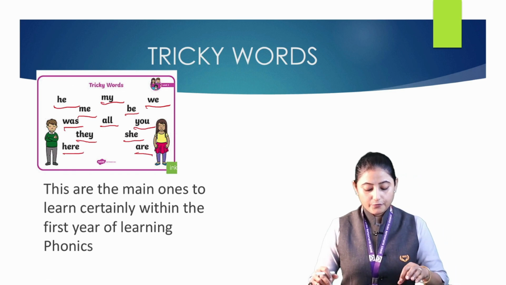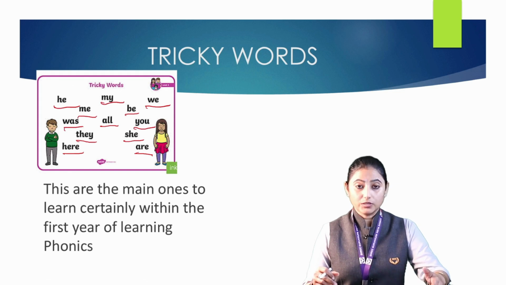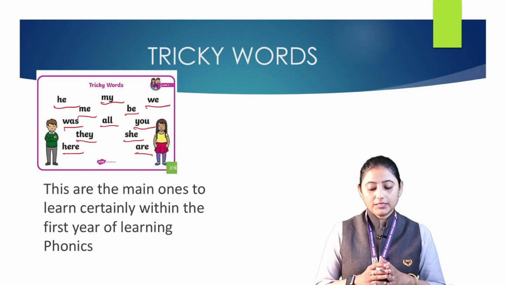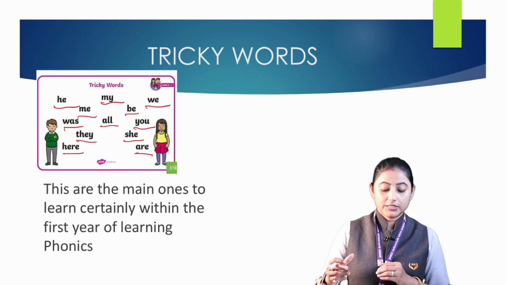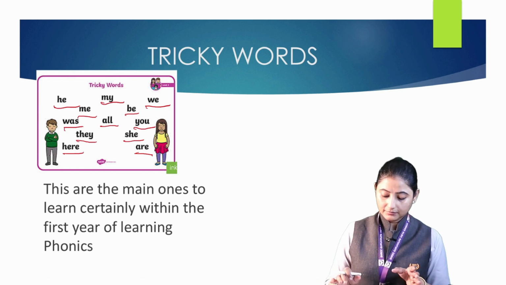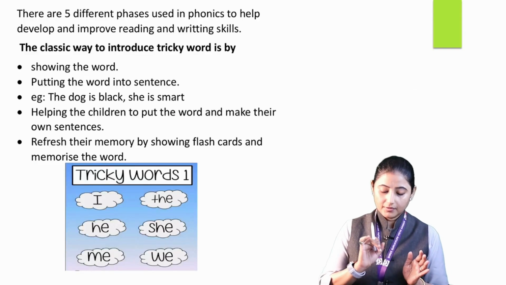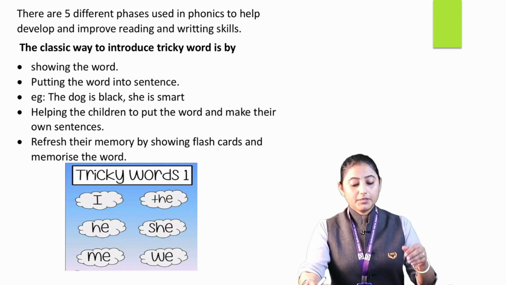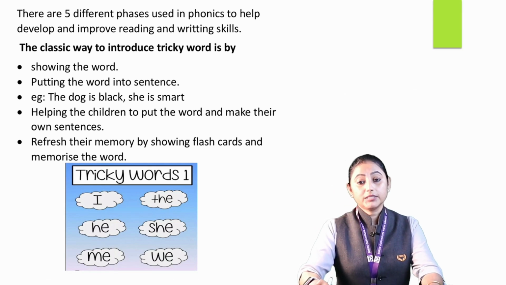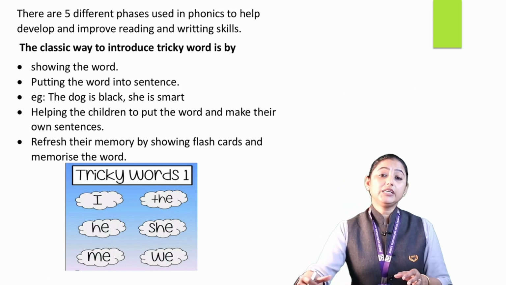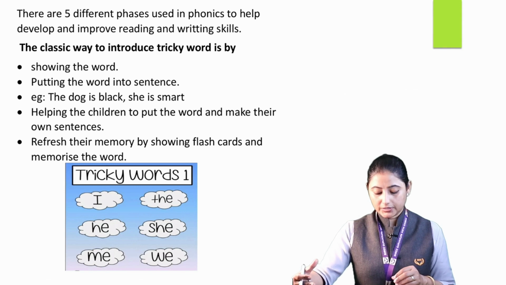That means when the child starts reading words at the early age of learning, they blend the sounds of the letters and try to pronounce it phonetically. But these words can't be pronounced phonetically. Now there are a total of 5 phases of tricky words. But today I am going to discuss only the first phase, which is the basic phase. So how do we introduce tricky words to the children?